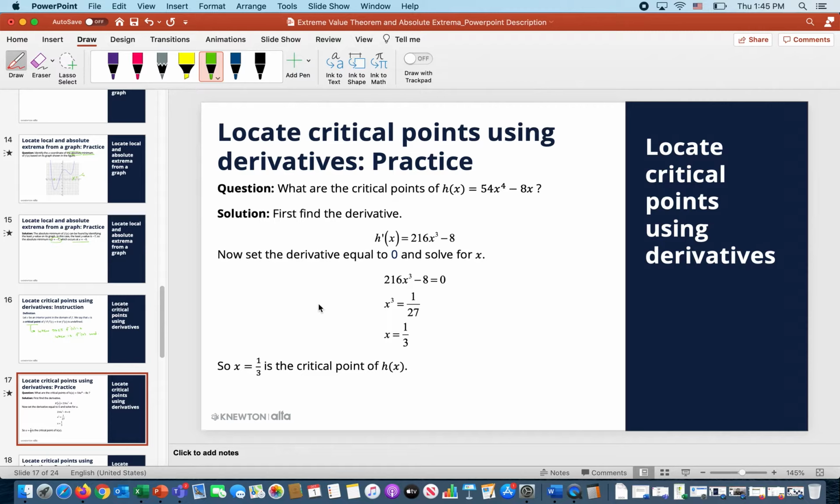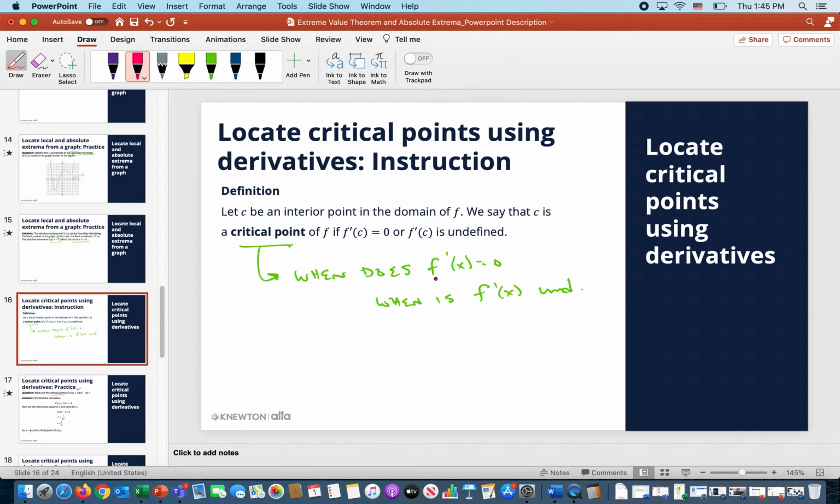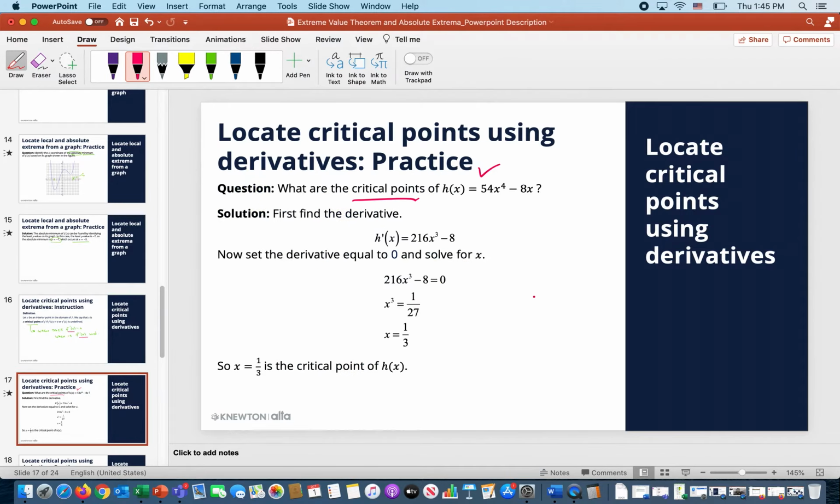Let's take a couple of examples here. So in this first example, I say, what are the critical points of this function? Well, I'm going to take the derivative, right? And the reason I'm taking the derivative is because I want to know when is f prime of x 0? When is it undefined? So 54 times 4 is 216, x to the third minus 8. I'm going to set that equal to 0 and try to find the values that make the derivative 0. 1/3 makes it 0. So we would say 1/3 is the critical point. It's really, really simple. First, find the derivative. Step 2, set the derivative equal to 0.